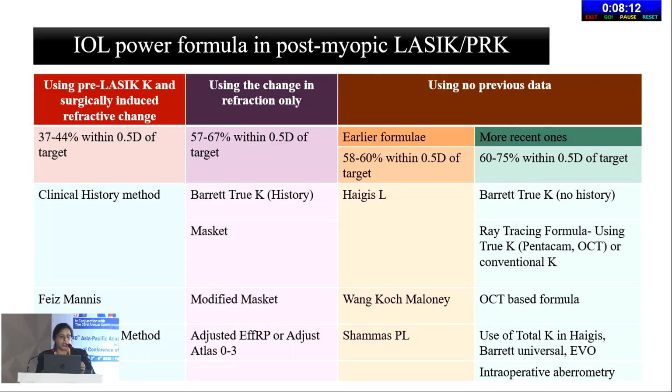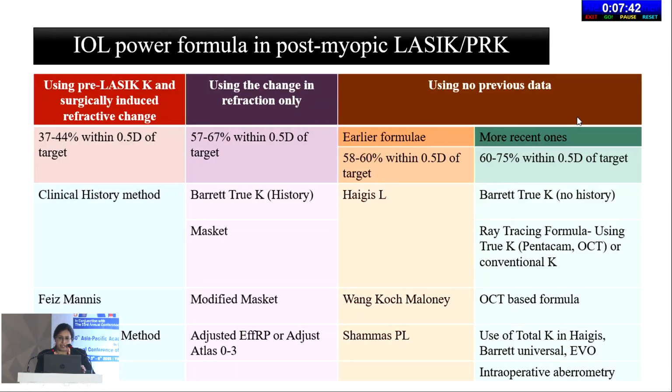So which formula to use? We have a host of formulas. There are newer ones coming up every day. Now we have artificial intelligence in the mix. Earlier ones used pre-LASIK K and surgically induced refractive change. Then there were formulas using the change in refraction only. Now we usually rely on formulas that use no previous data, because often when they come for cataract, we do not have the pre-refractive surgery keratometry values. So the newer formulas are quite accurate.